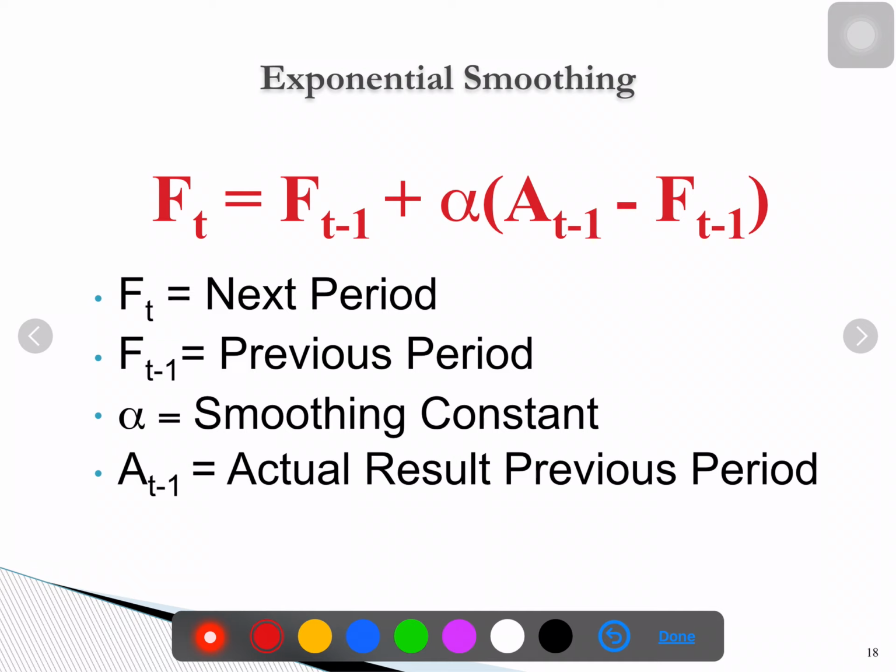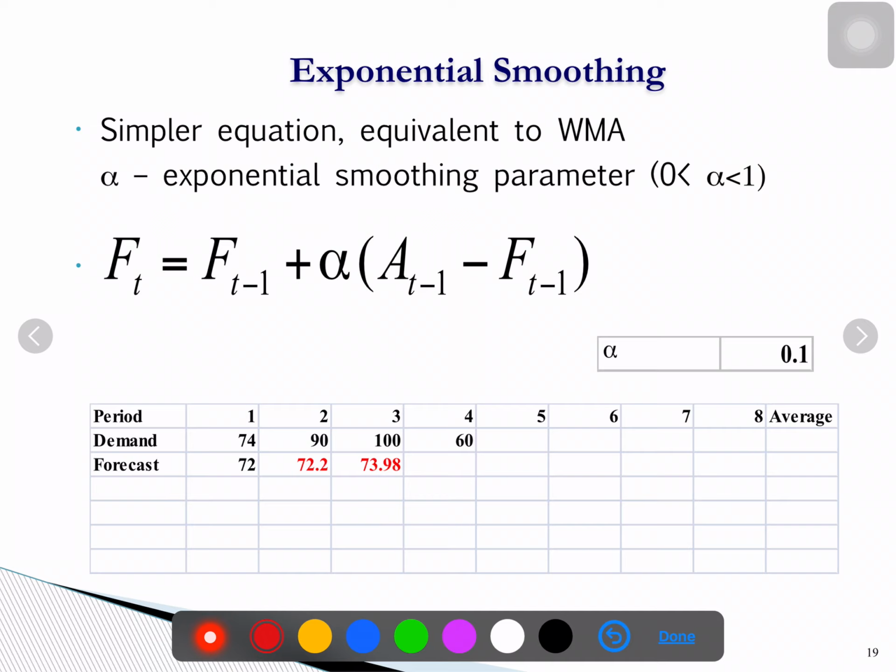Then we have exponential smoothing. Here the forecast at time t, F_t, is equal to F_(t-1), the previous period forecast, plus alpha, the smoothing constant, times (A_(t-1) minus F_(t-1)), that is, the actual result of the previous period minus the forecast of the previous period. It is a simpler equation, equivalent to weighted moving average, where alpha is the exponential smoothing parameter. So F_t equals F_(t-1) plus alpha times (A_(t-1) minus F_(t-1)). Here alpha is 0.1.